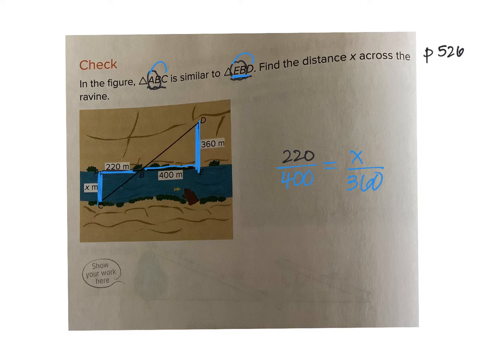Now, again, make sure I started with the small triangle and went to the big. So over here, I need to start with the small, go to the big. Okay, after you did that, now you can cross multiply. So I'm going to multiply those two diagonals, 220 times 360, and then divide by 400, and I end up with X equals 198 meters. So that should be your answer.